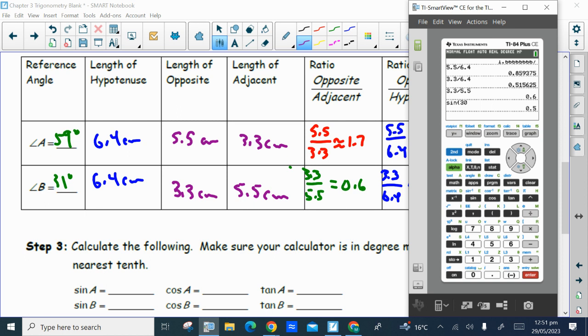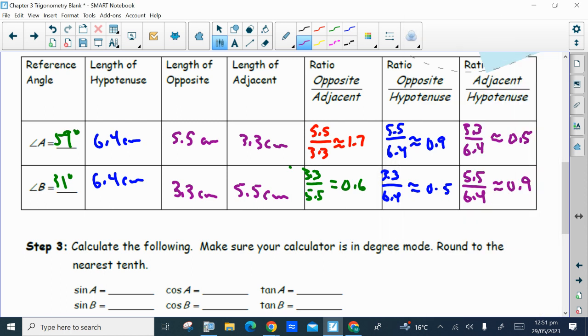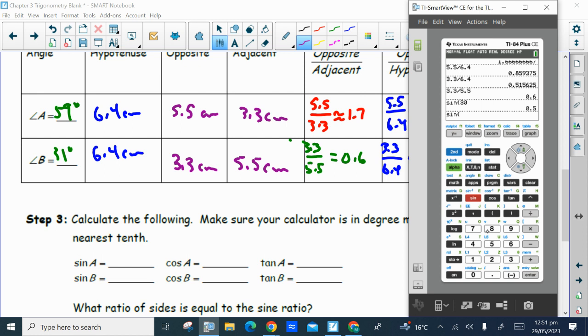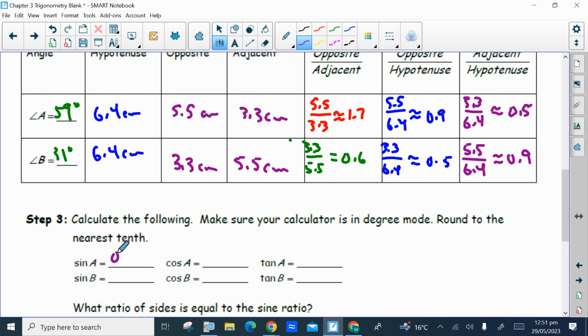Okay? So now, the next thing asks us to write the sine of angle A. Well, angle A is 59 degrees. So we'll take our calculator and we'll go the sine of 59. And we'll round it to the nearest tenth. That's going to be 0.9 to the nearest tenth.